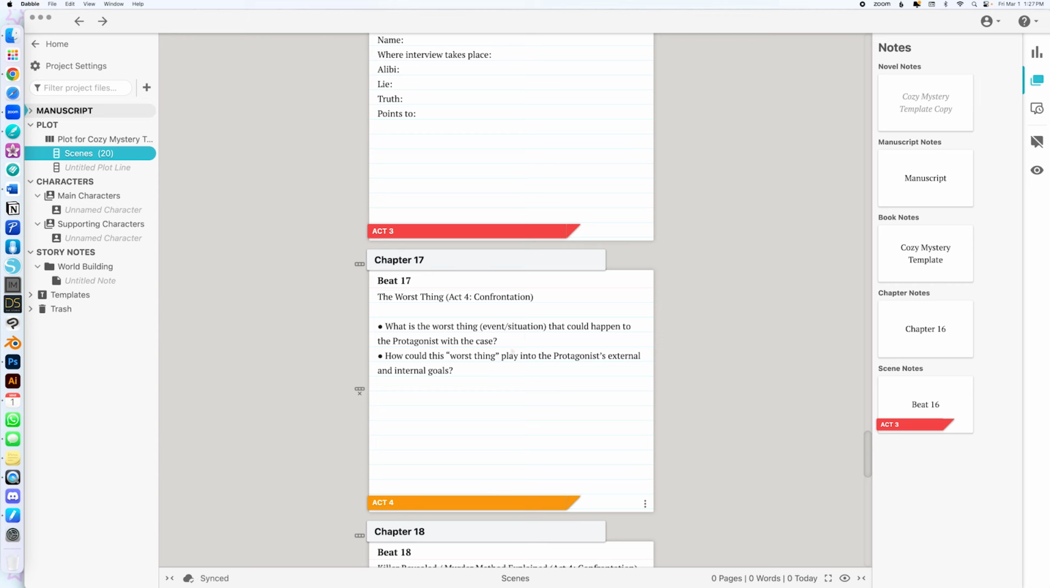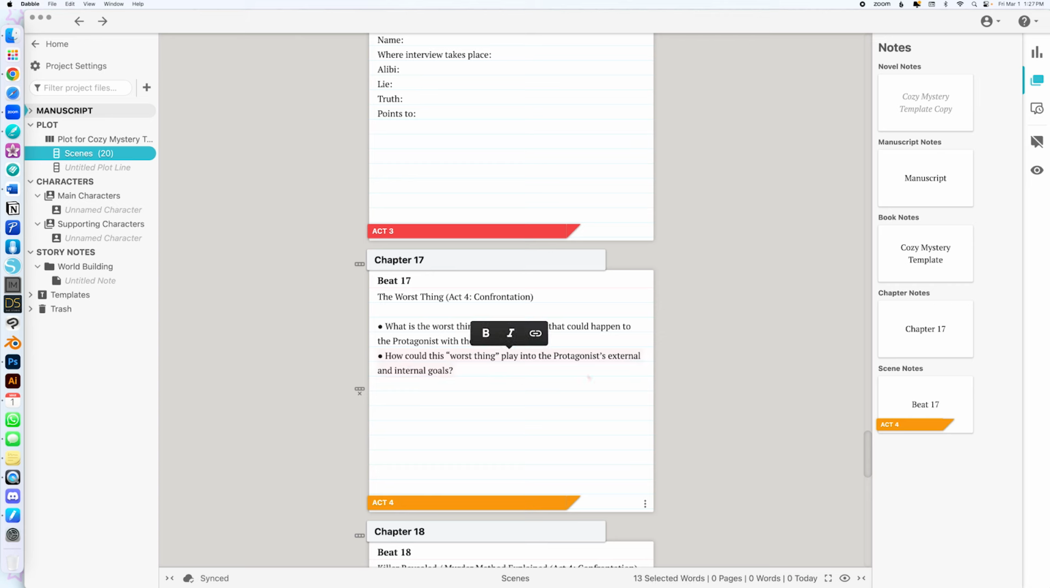So what's the worst thing or situation that could happen to the protagonist with this case? Is their own life in danger? Is somebody they love in danger? Is their community in danger? Things like that. How could this worst thing play into the protagonist's external and internal goals?